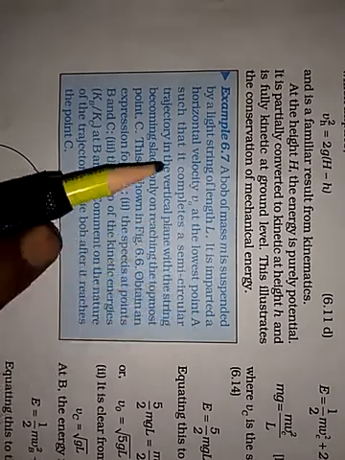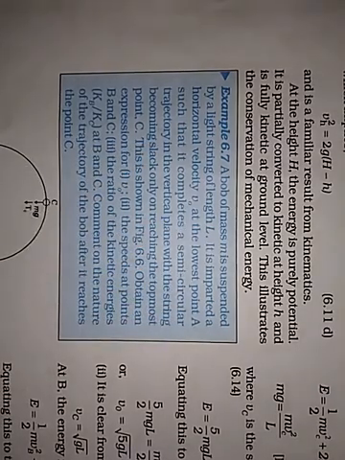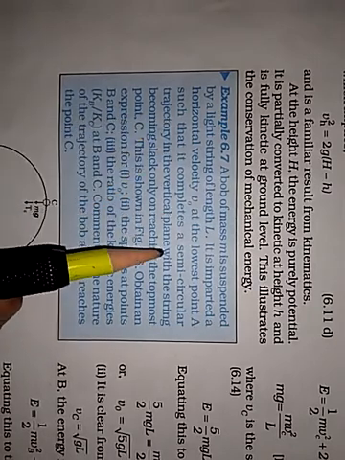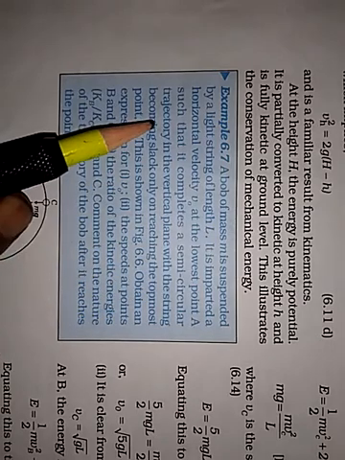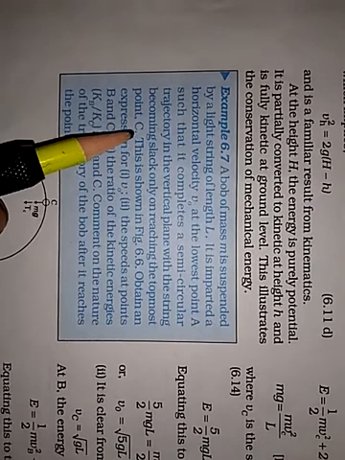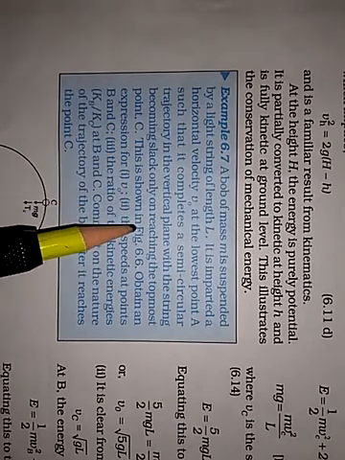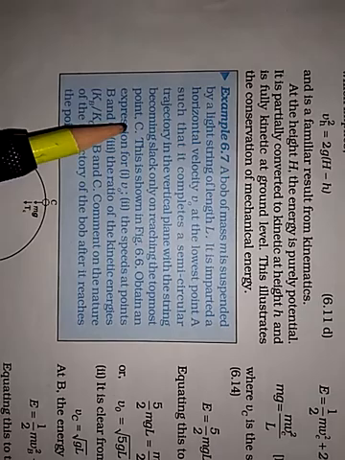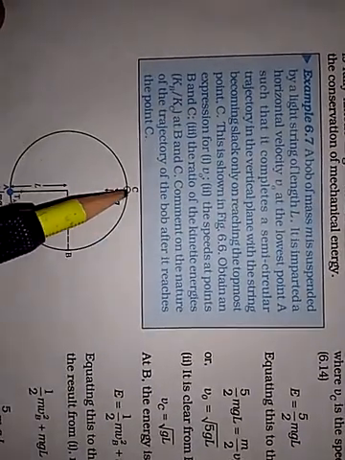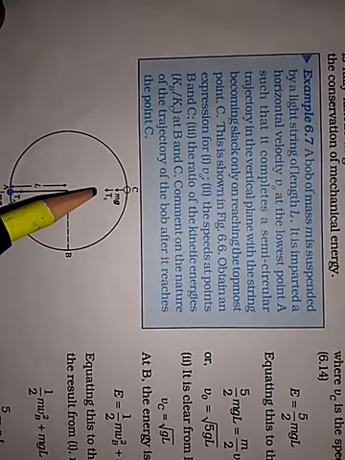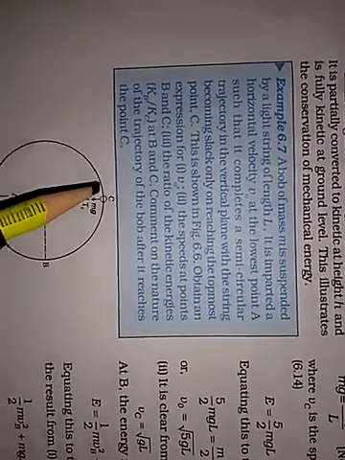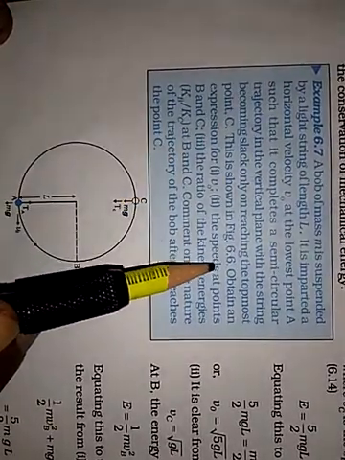At the lowest point A, this is point A, point B and point C, such that it completes a semicircular trajectory in the vertical plane with the string becoming slack only on reaching the topmost point C. So when the bob moves to the topmost point, the string slacks, it is loosened. So this is shown in figure 6.6.